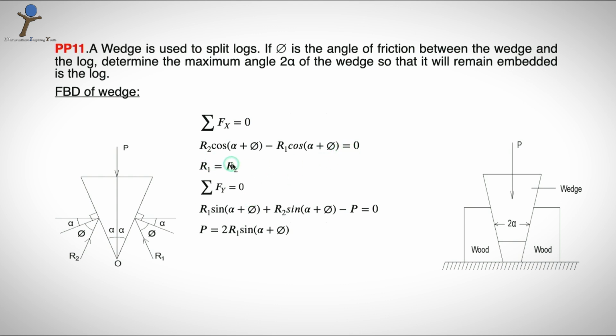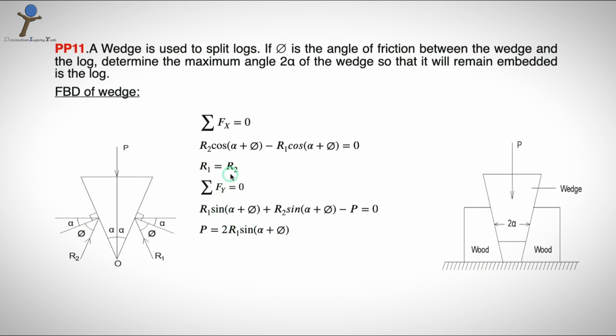So, here R1 is equal to R2. Now, apply sigma Fy equal to 0, in which the sum of the vertical forces is equal to 0. In this case, it is R1 sin(alpha plus phi), and in this case R2 sin(alpha plus phi), both are in the same direction, upward direction, minus P, downward direction, equal to 0.